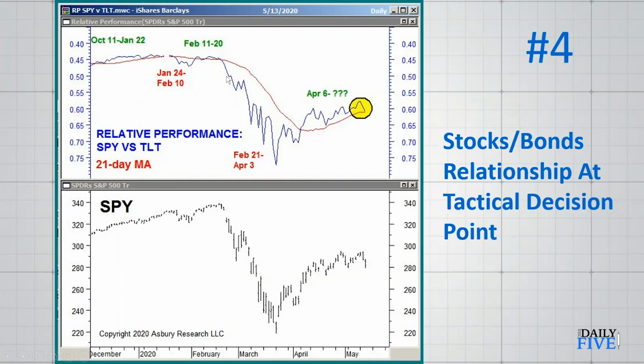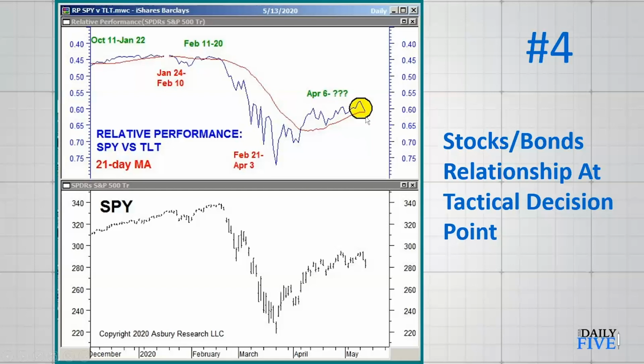You could see on February 21st, stocks started to underperform bonds. That led to this big move down here. Underneath, you can see SPY. And then on April 6th, stocks started to outperform bonds, TLT, and has managed to continue to outperform them through yesterday. But look where we are. We're right on that 21-day moving average.